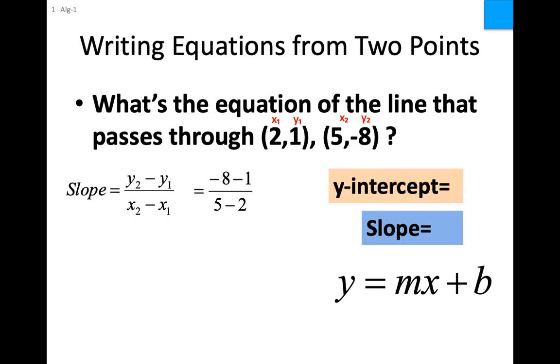Okay, -8 minus 1 is? And 5 minus 2 is? 3. So we get -9 over 3, which reduces to? -3 over 1, which is just plain -3. Okay, so slope is -3. We're halfway there. Okay, all right. This one will cause some errors, so it's not as easy as yesterday.